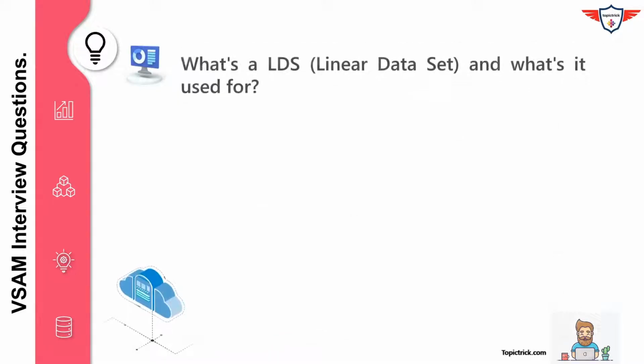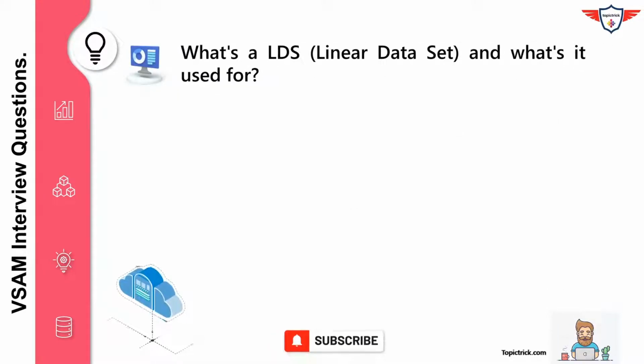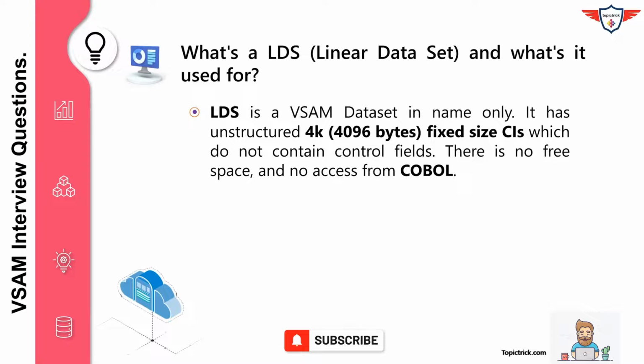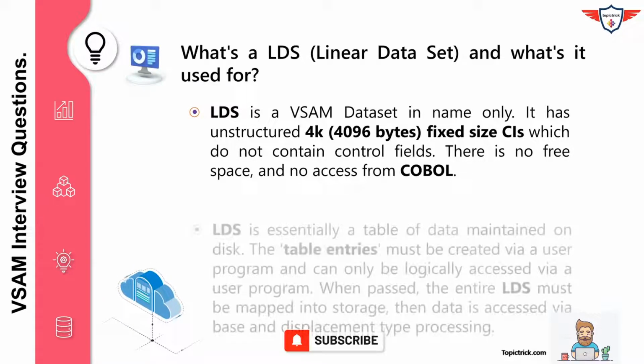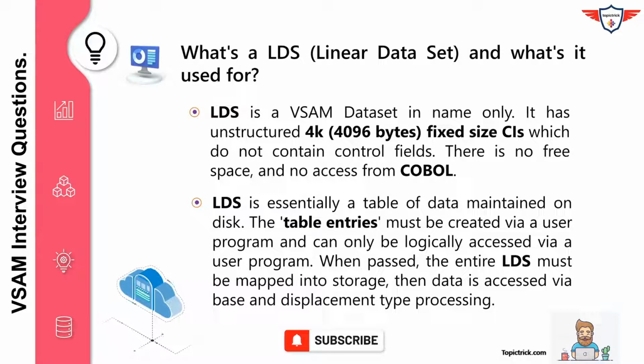What is an LDS, linear dataset, and what is it used for? LDS is a VSAM dataset in name only. It has unstructured fixed-size CIs, that is, 4096 bytes, which do not contain control fields. There is no free space and no access from COBOL. LDS is essentially a table of data maintained on disk.